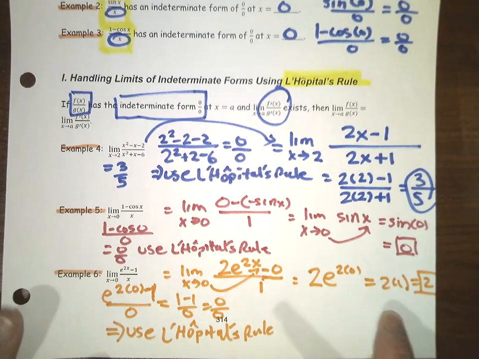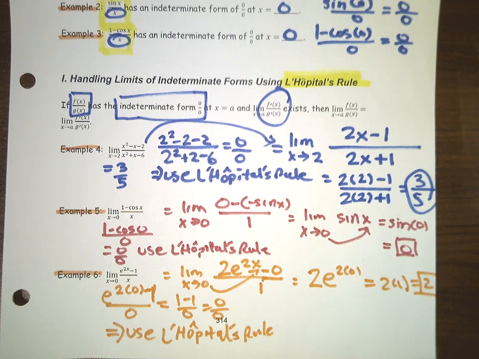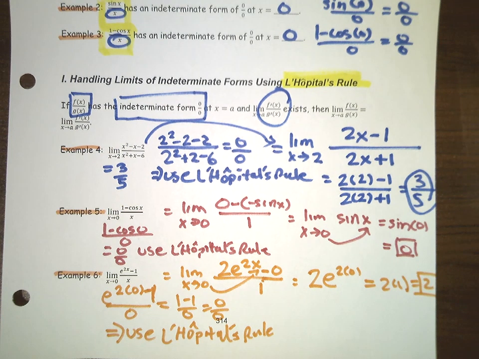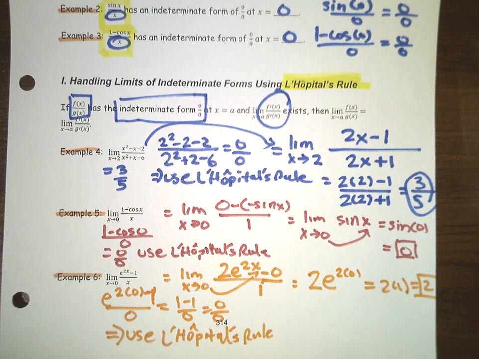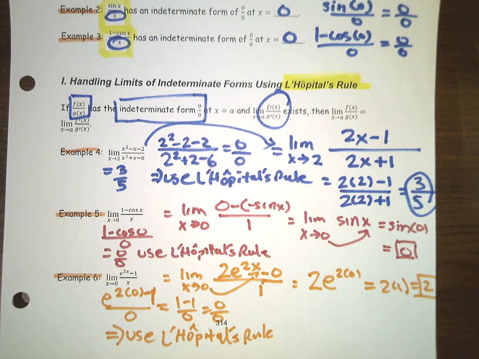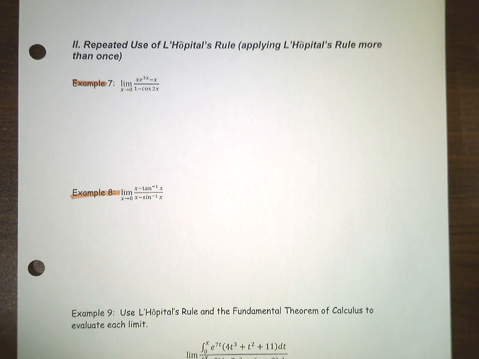I really hope that you enjoyed this, but again, just remember that you can only use L'Hopital's rule for cases where you have the indeterminate form of 0 over 0. If we have some other form, then we will need to do some rearranging here. All right, so let's look at the next page where we have repeated use of L'Hopital's rule, or just applying L'Hopital's rule more than once here.